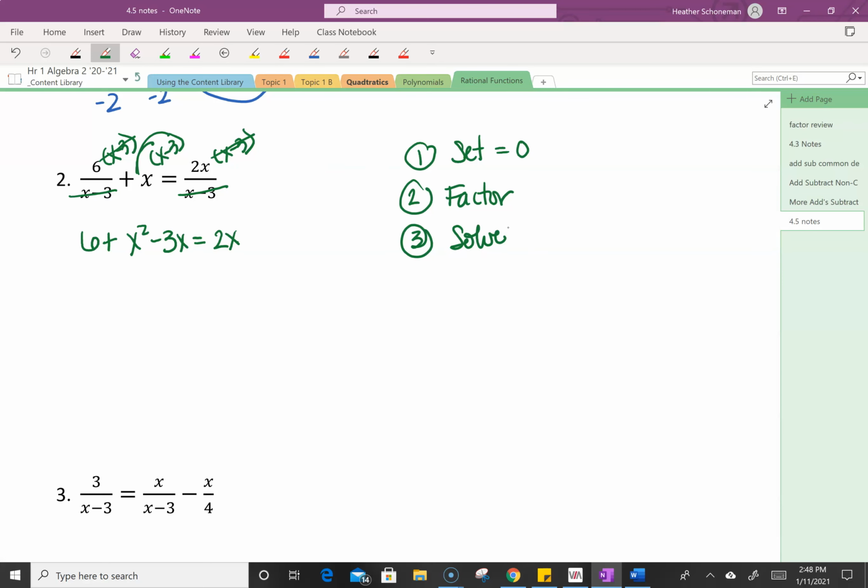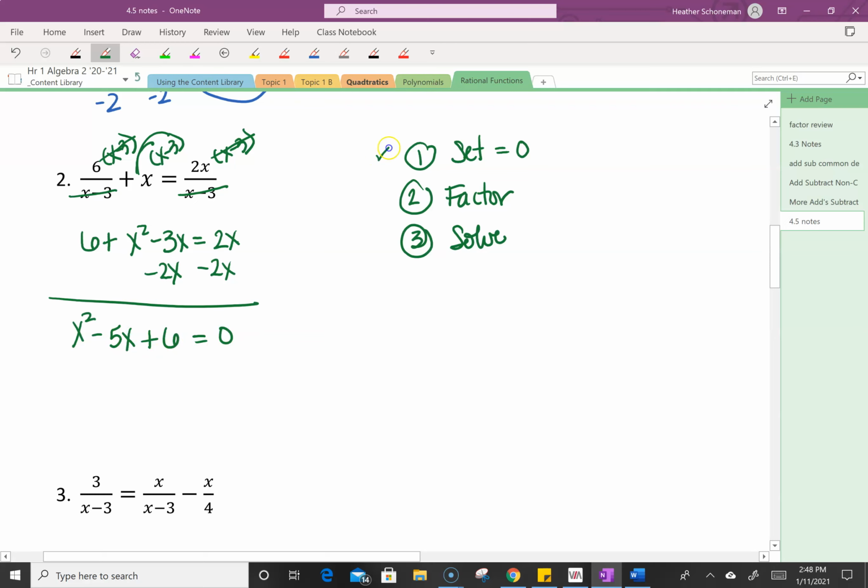Okay, so if I set it equal to 0, I have to keep the x squared positive. I'm going to subtract 2x from both sides, leaving me with, oh, now when I rewrite it, I want to write it in standard form or descending order: x squared, x, number. So I have x squared minus 5x plus 6 equals 0. So I set it equal to 0. Now I need to factor it. It's a green light. The two numbers that multiply to positive 6 and add to negative 5 would be negative 3 and negative 2. Now I factored it.